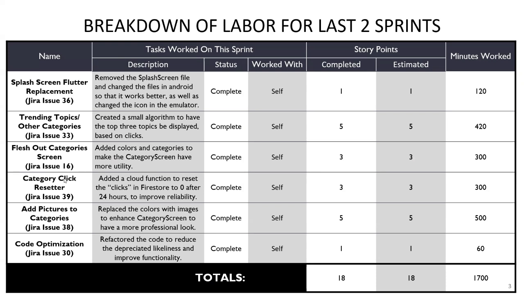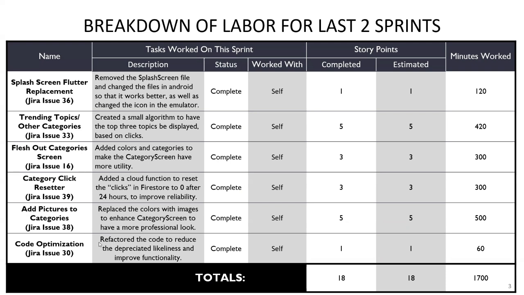Then Dr. Gresham gave us a very good observation that someone could just artificially raise the trending topics. So now we have a category click resetter that goes into Firestore. After a certain amount of time, for us it's 24 hours, all the clicks in all the categories will be set to 0. I've already talked about replacing the colors with images, from issue 16 to 38.